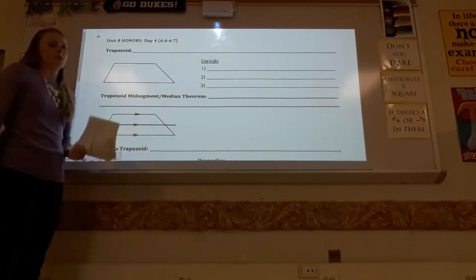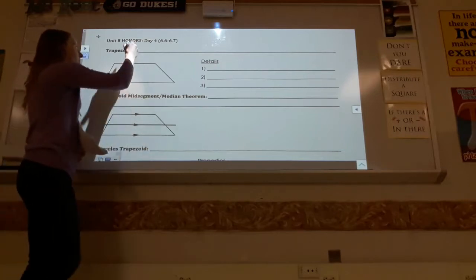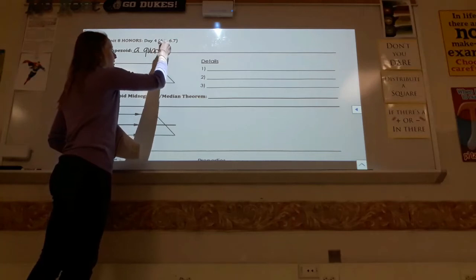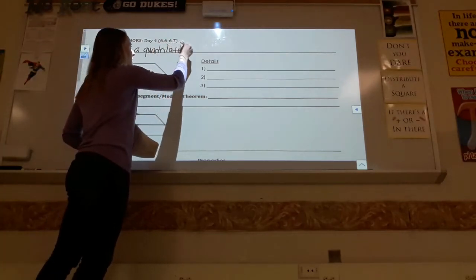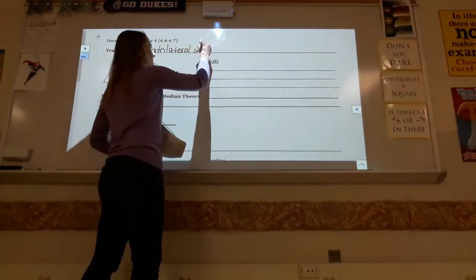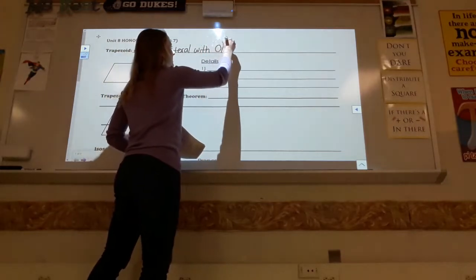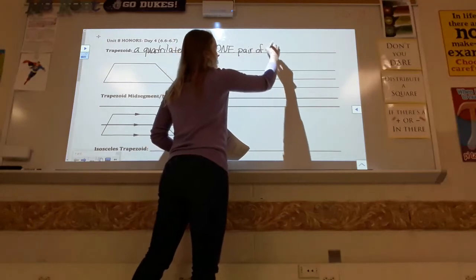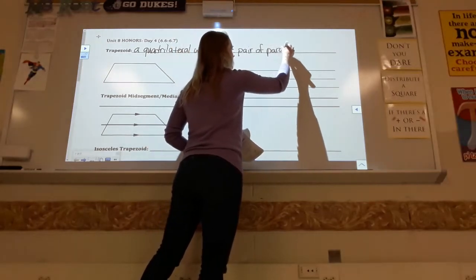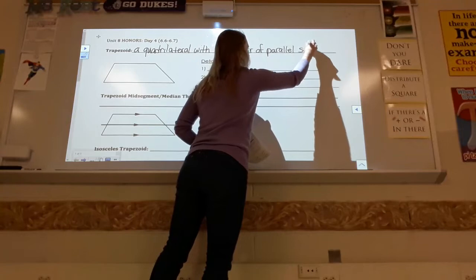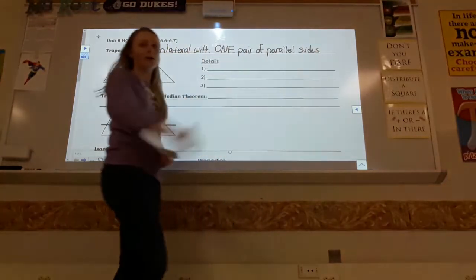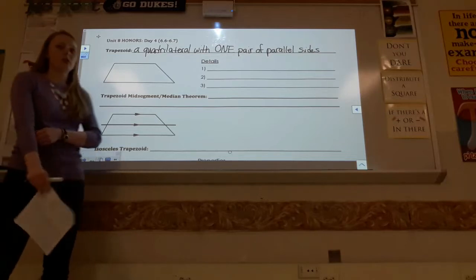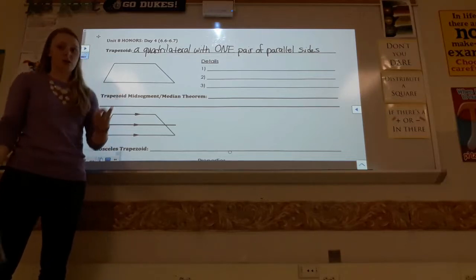So first of all, our trapezoid, we're going to go ahead and define that. So a trapezoid is a quadrilateral with one pair of parallel sides. All right, put the 1 in all caps because that's important for how we define the trapezoid. So this four-sided figure only has one pair of parallel sides, not two.